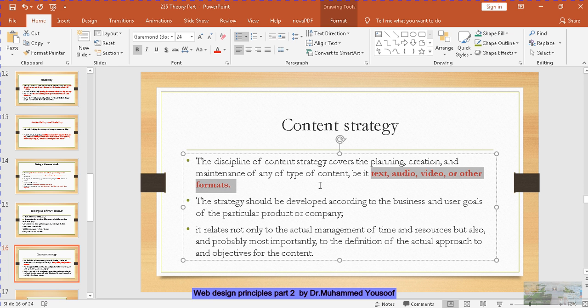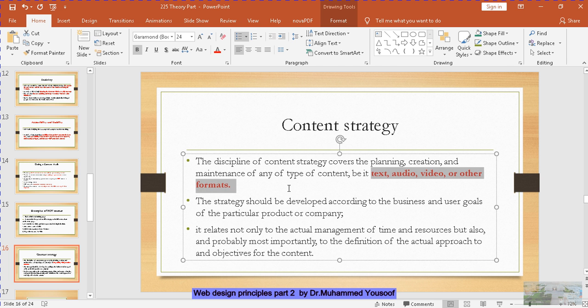You have to develop a website according to your business goals and your user goals. You should not just make a website by copying another company's website. Most of the time, many people make a big mistake in developing their website by copying another company's website. This is not a good idea. You have to understand what your customers' goals are and what your business goals are.